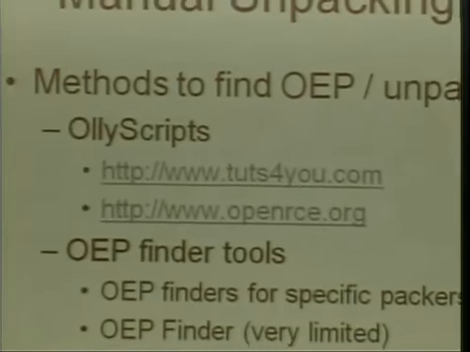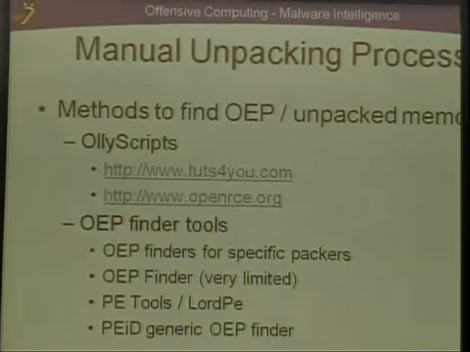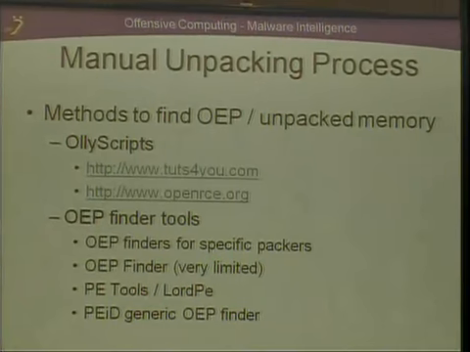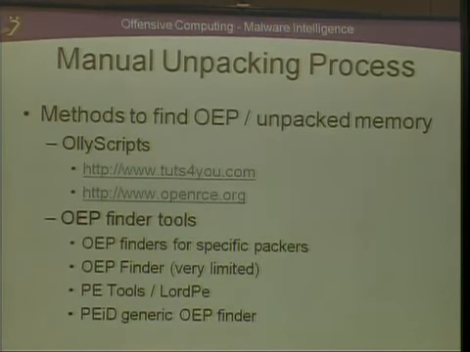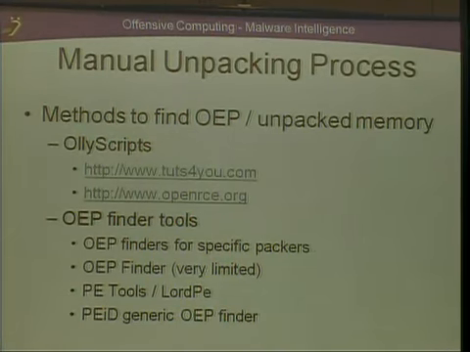Okay, so for the next stage, trying to find OEP. Thankfully, if you use OllyDbg, there's a whole bunch of scripts out there for most of the generic, low-end packers that can help you do this. A couple of websites I recommend, especially OpenRCE, Pedram Amini's site. It's a great resource for this. And there are tools out there, but a lot of these tools are signature-based, meaning that if the tool doesn't know about the packer, it can't do anything for you.